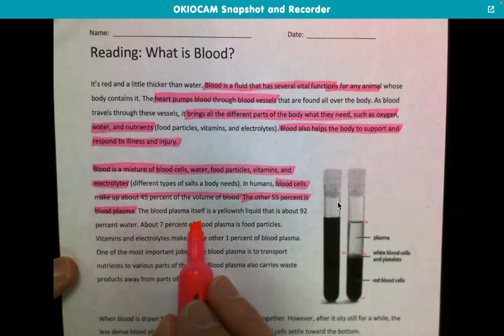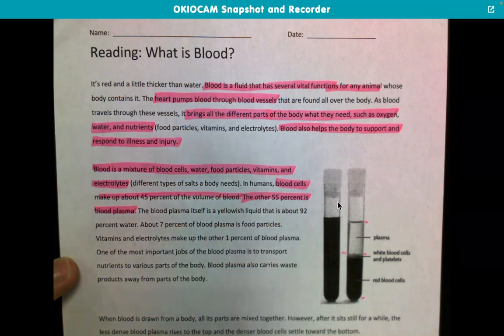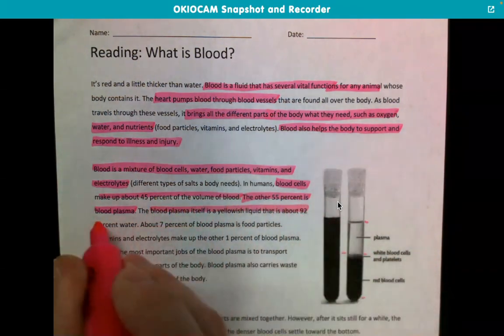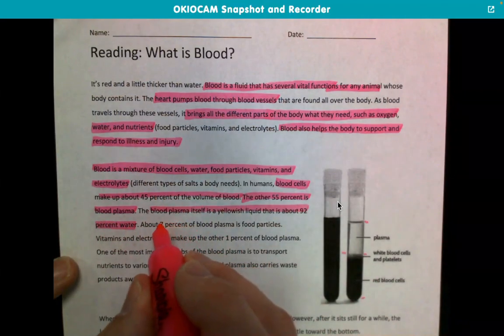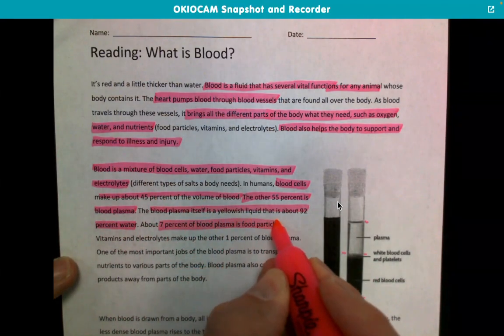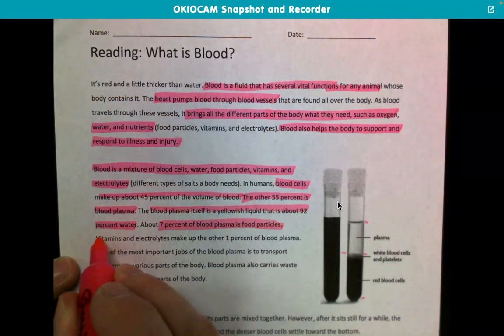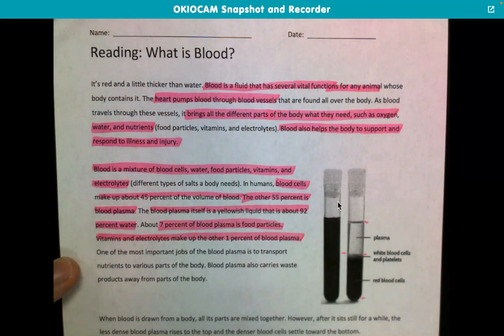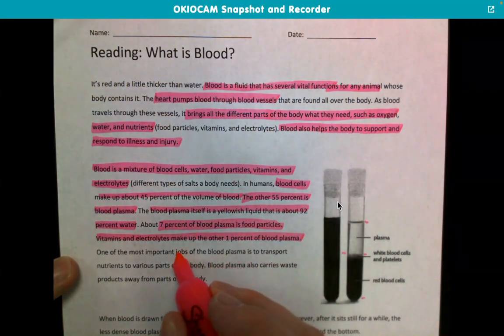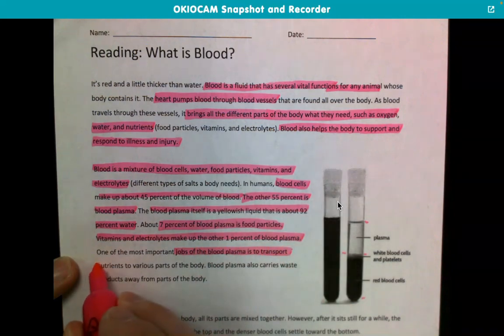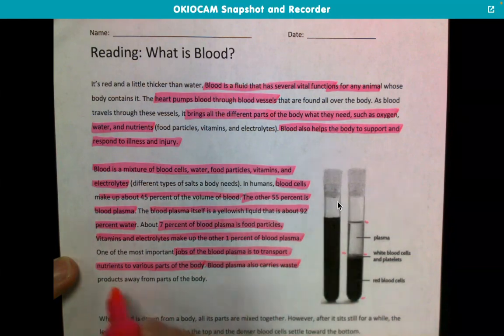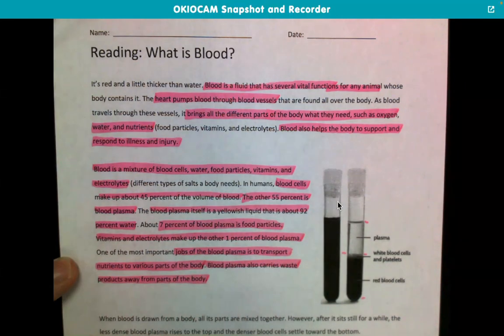The blood plasma itself is a yellowish liquid that is about 92% water. So we will do that. So blood plasma, yellowish, and 92% water. We'll highlight 7% of blood plasma is food particles. We'll highlight that the vitamins and electrolytes make up the other 1%. And the job of the blood plasma is to transport nutrients to various parts of the body. And also that blood plasma carries waste products away from parts of the body. I have to move up the page a little bit.